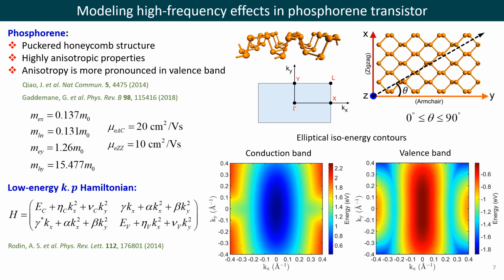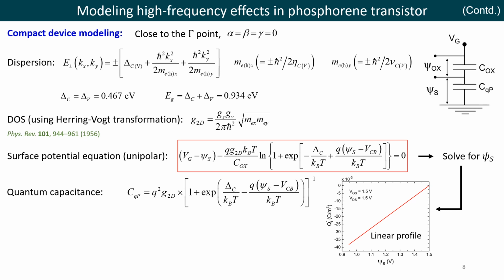We start developing the model with the low energy k dot p Hamiltonian of phosphorene, which was first reported by Rodin et al. In this Hamiltonian H, EC and EV are the energies of the band extrema, gamma is a first order coupling constant between the conduction and valence band, and alpha and beta are the leading order correction terms. However, close to the gamma point, the interband coupling parameters alpha, beta and gamma can be safely ignored without losing much of the physics. This leads to a simple parabolic but anisotropic energy dispersion equation of phosphorene as noted here as E plus and E minus.